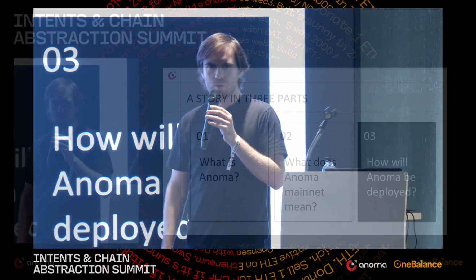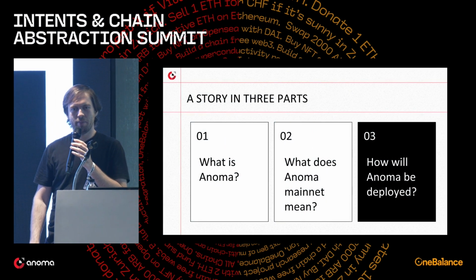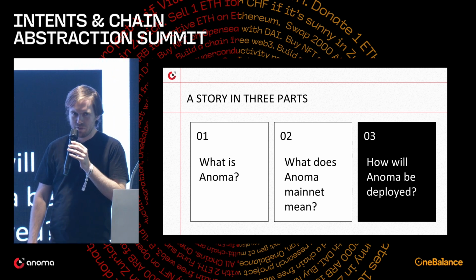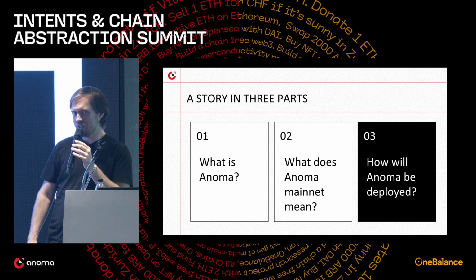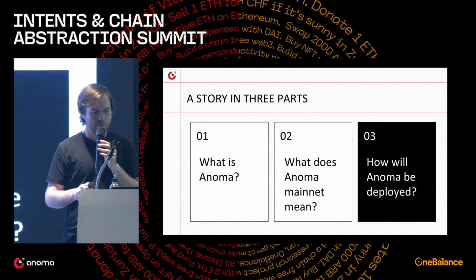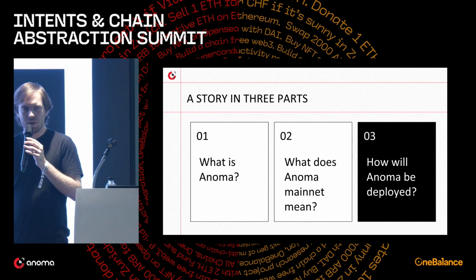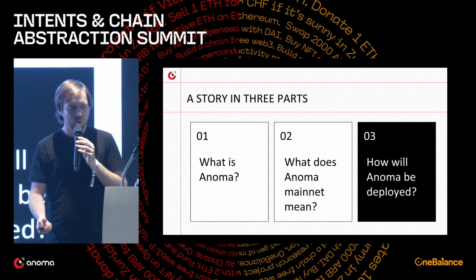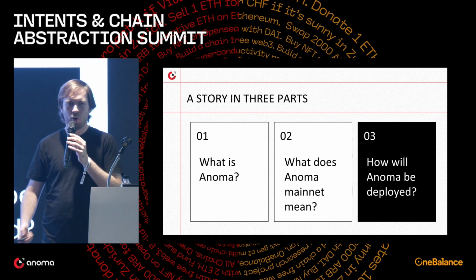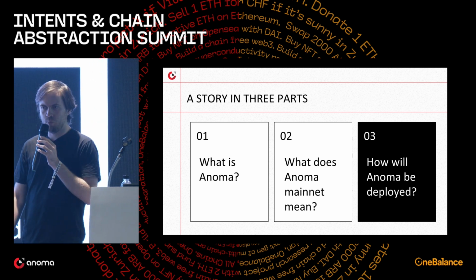And this talk is a story in 3 parts. In the first part, I'm going to talk a little bit about what Anoma is. Maybe some of this will not be news to some of you, and some of it will be news to some of you, and some of it I'm hoping will be news to all of you. We'll see. Second, I'm going to talk a little bit about what Anoma mainnet means, like what I mean by the word mainnet, which can mean many things. And third, I'm going to talk about how Anoma will be deployed, how we will get to mainnet, what the phases are in between point A, which is now, and point B, which is mainnet.